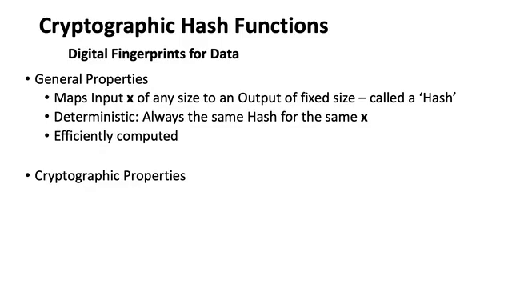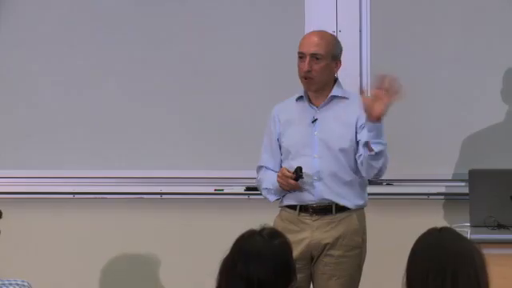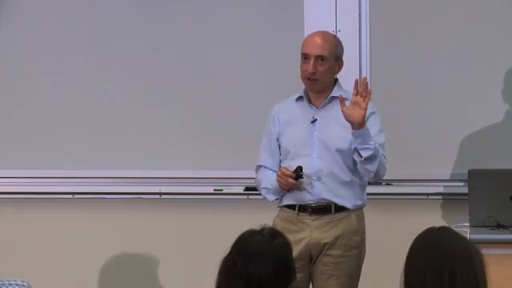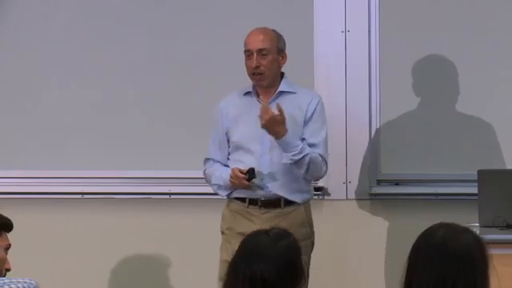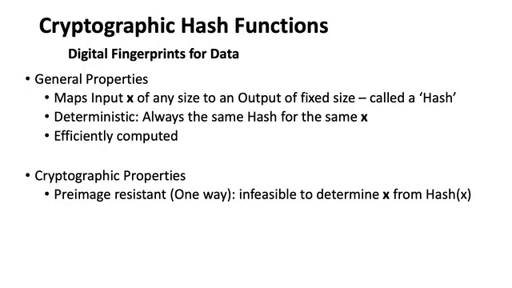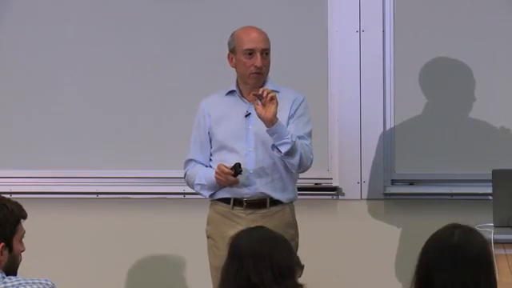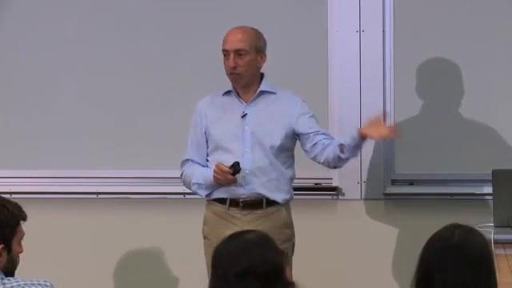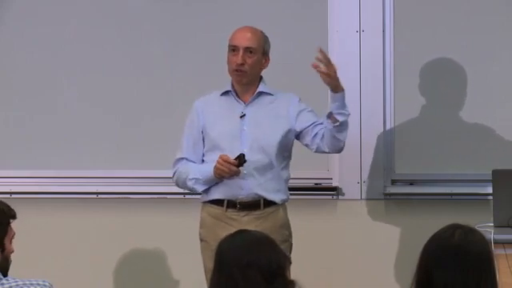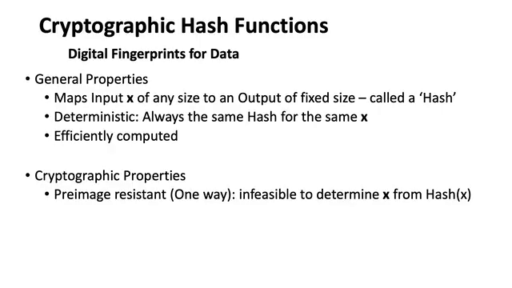But now what are its cryptographic properties? Because a zip code wouldn't make it. It just wouldn't. Well, the computer scientist uses the term pre-image resistant. I would just say it's one way. You can only go one way, meaning it's infeasible to determine the input from the output. It's infeasible to determine the x from the hash of x.